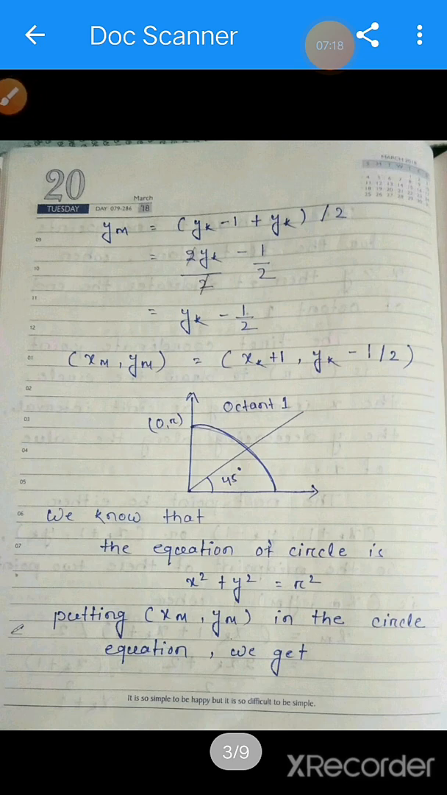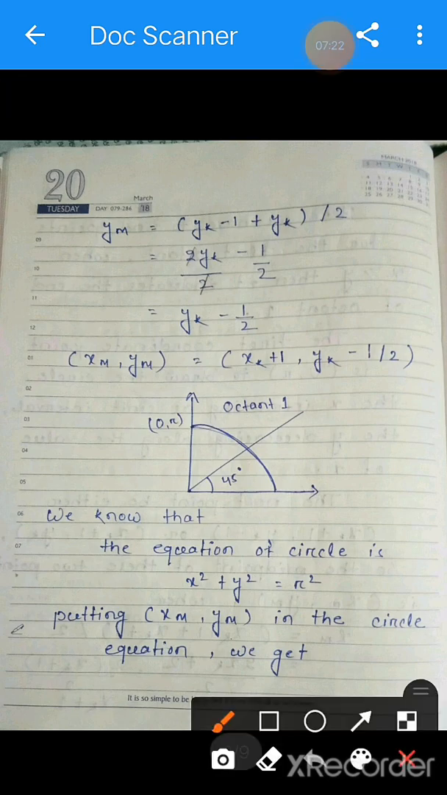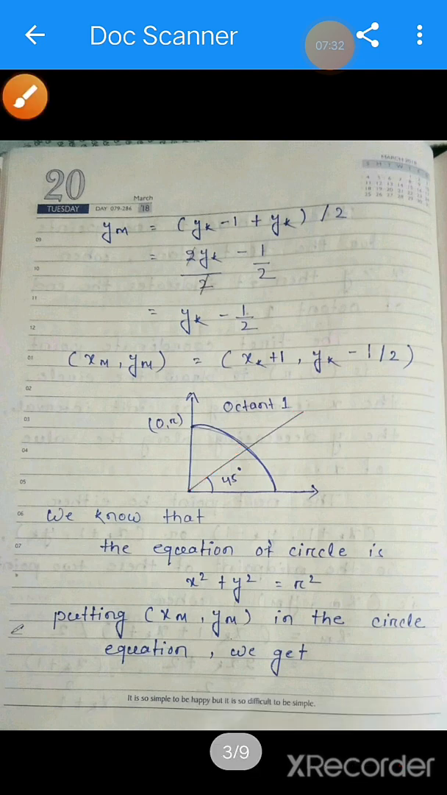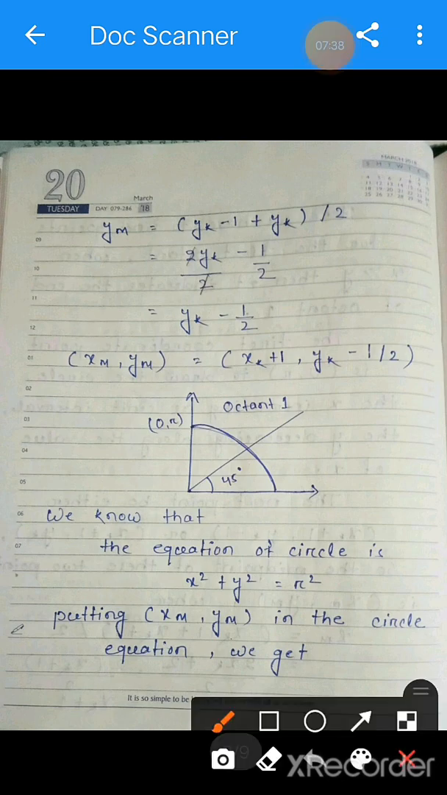The octant 1 means xm, ym, this middle point, this middle line. That means this one is the first quadrant's middle point. Okay, we know that the equation of a circle is x square plus y square equals r square. This one is the circle formula.